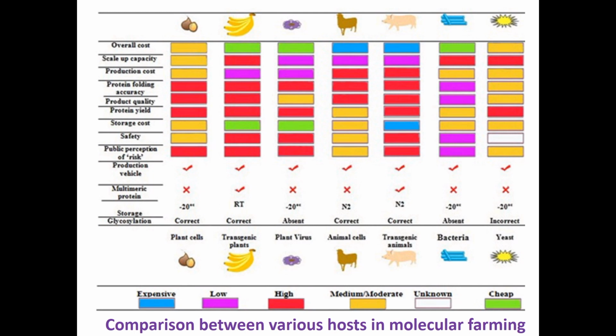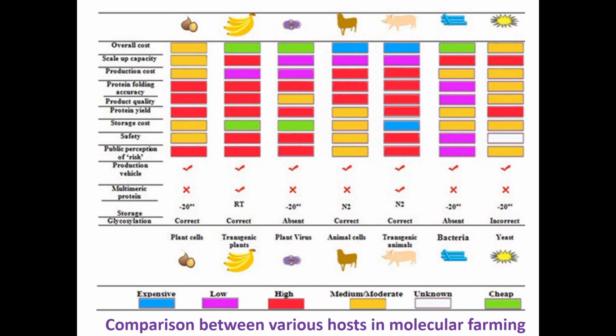Here you are given different colors in the chart. Each color indicates different points, advantages and disadvantages, and the preference; you can choose any platform for production of any particular protein. Here you can see the fruits and the nuts, some plant tissues, are used for production of the biomolecules.